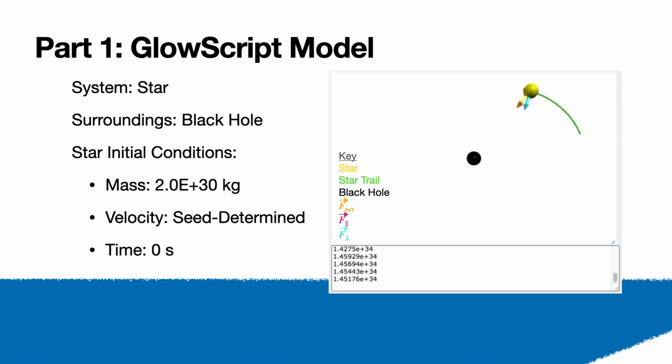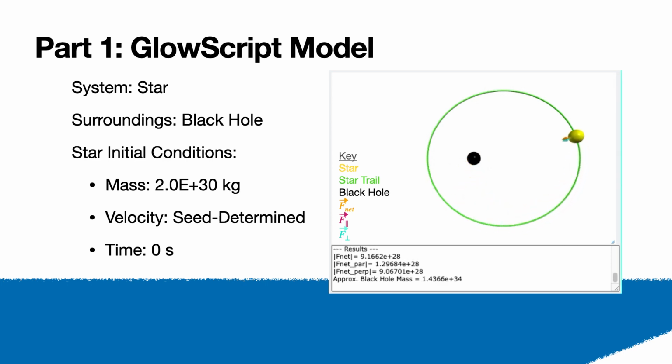Shown here is the part 1 model. The system is the star and the surroundings is the black hole. The star initial conditions is mass equal to 2.0 times 10 to the 30th kilograms, the velocity is determined, and time is set to 0 seconds.